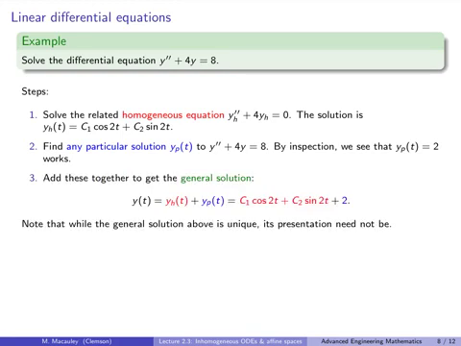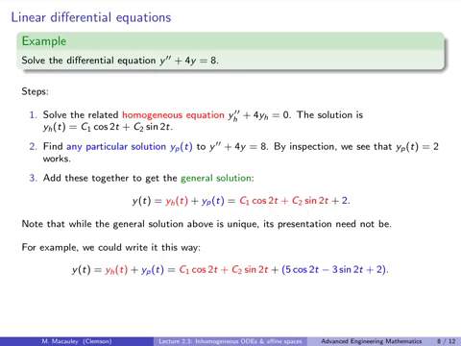And step 3, we add these together to get the general solution. y of t equals C1 cosine of 2t plus C2 sine of 2t, that's the homogeneous solution, plus 2. And once again, while the general solution above is unique, this particular presentation need not be. For example, we could write it the following way.